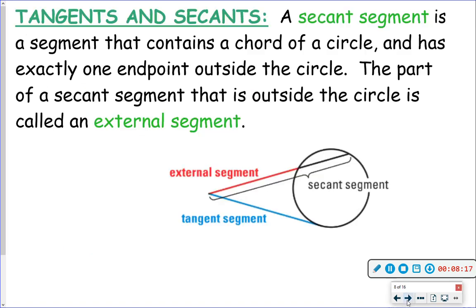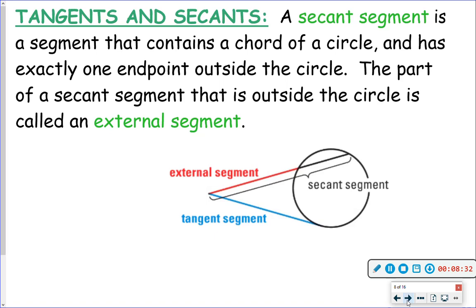Okay, this is not on your notes, just look at it. This is just reviewing the vocabulary, okay? Because you have to look closely at what types of secants, chords, tangents you have. Remember, chords touch the edge of the circle.